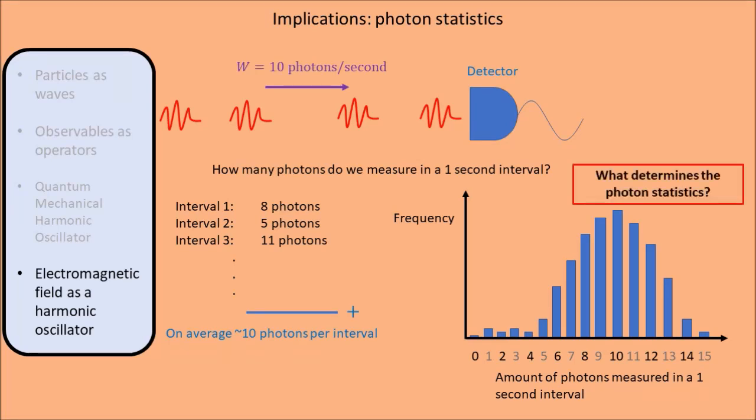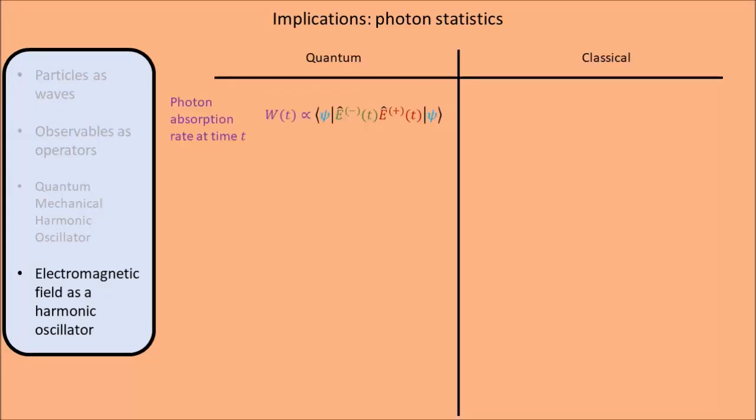So what determines the photon statistics? What determines what this histogram will look like? We saw that the photon absorption rate at time t is proportional to the expectation value of the photon number at time t, and that we could find the classical equivalent by substituting the annihilation and creation operators with the complex field and its complex conjugate, the product of which gives the intensity.